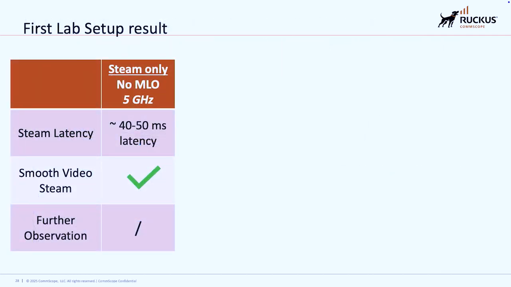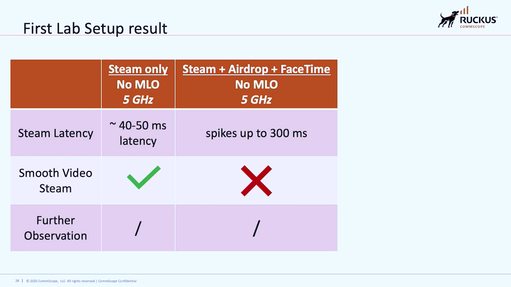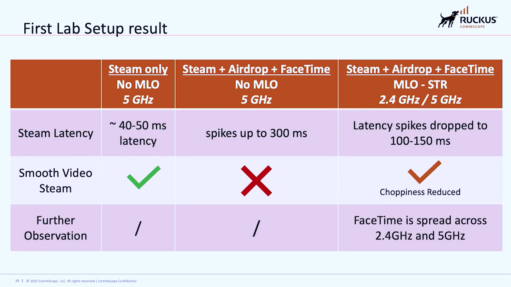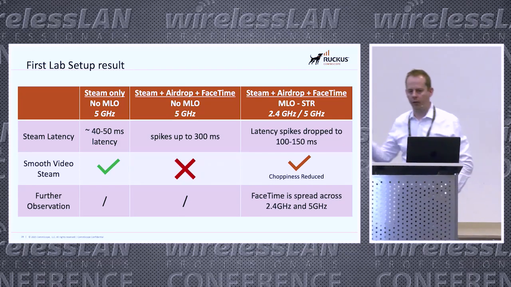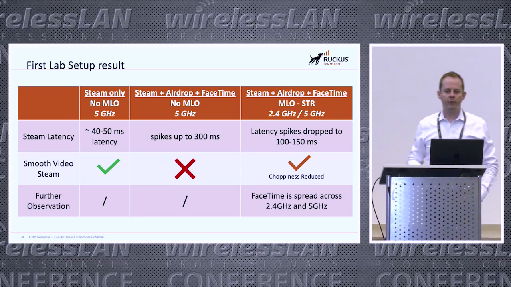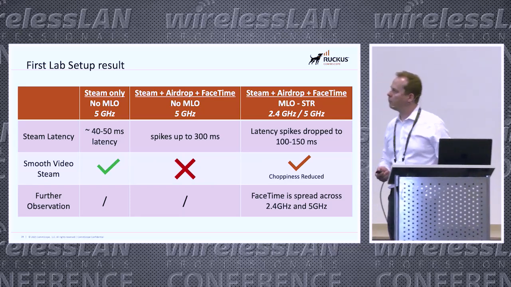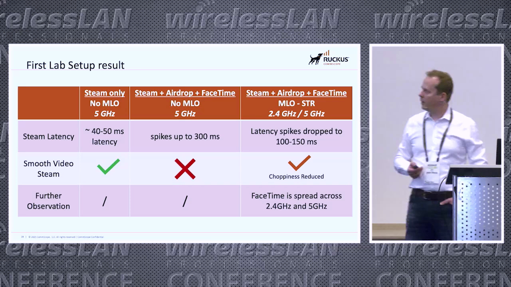The result is the following. If we have only Steam, then in 5 gigs, we're going to have latencies about 40 to 50 milliseconds and a good video. Once we have Steam, AirDrop, and FaceTime, we are going to have huge spikes up to 300 milliseconds of latencies. And once you activate the 3-flow plus STR, because you activate the MLO from an access point perspective, then you'll see the latency spike drops. It's not perfect from a video perspective, but it's much better.